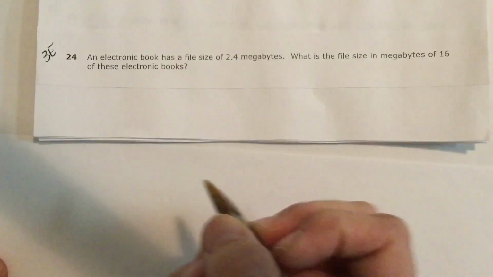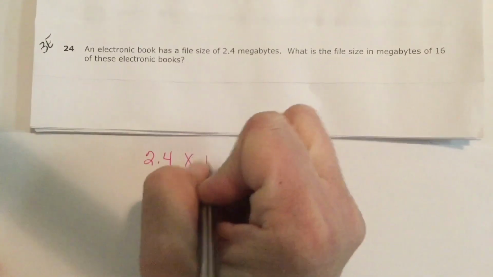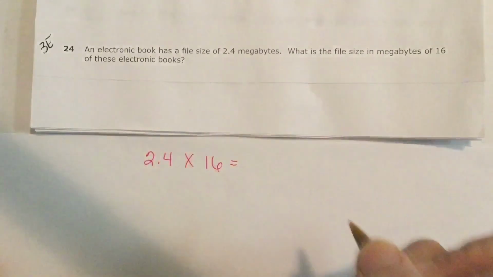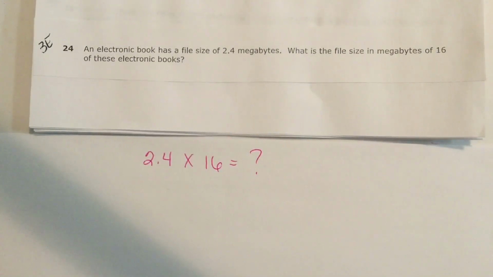Okay, so for this one, you would have just said 2 4/10 times 16. Okay, 2 4/10 times 16. That's all you have to do to solve the problem. Okay, we're going to solve it tomorrow.